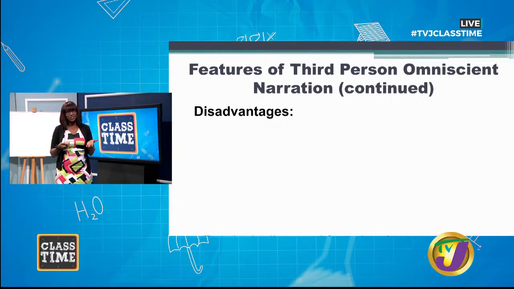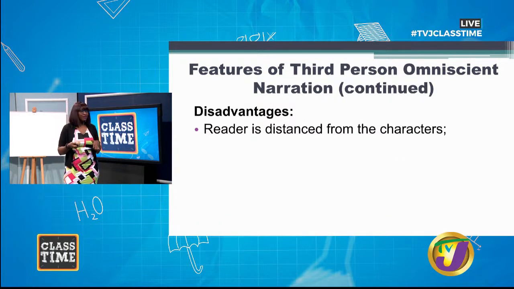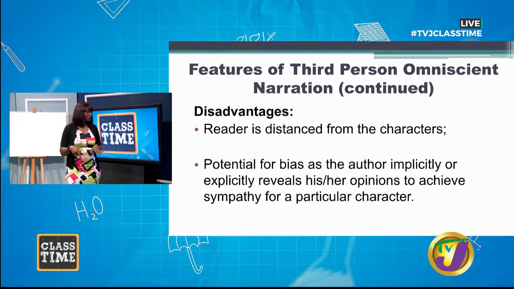Now, of course, we still have disadvantages to look at. So the first one, again, the reader is still distanced because the reader is still looking on and not part of the story. And there still is potential for bias, because even though you're giving us this multiple perspective, you still, crafty little you, can still focus on the main attributes of the protagonist and focus on the main disadvantages of the antagonist. So you still can manipulate the story however you choose, even though you're giving us multiple perspectives.